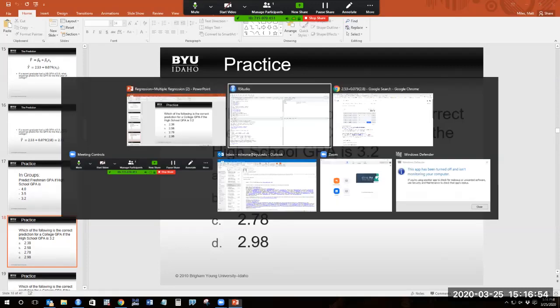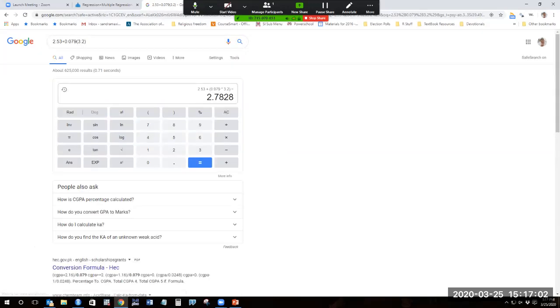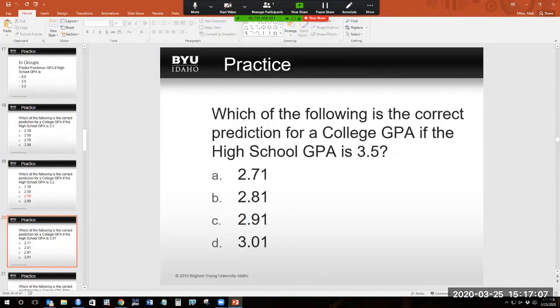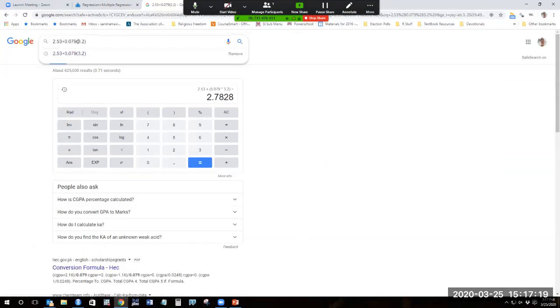So if they had a 3.2 in high school, we'll just go to Google and change this to 3.2. And we predict they would get a 2.78 in college. If they had a 3.5, we predict 2.81. And if they had a 4.0, 2.85. Just go back to Google and change this 3.2 to a 4, and then you get the answer.